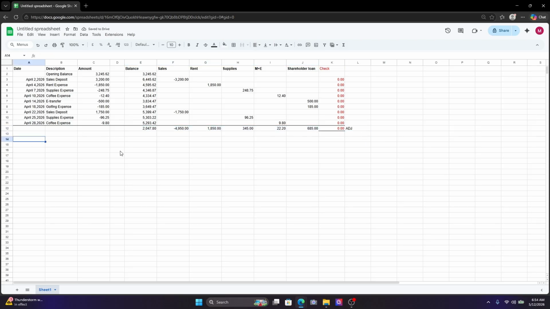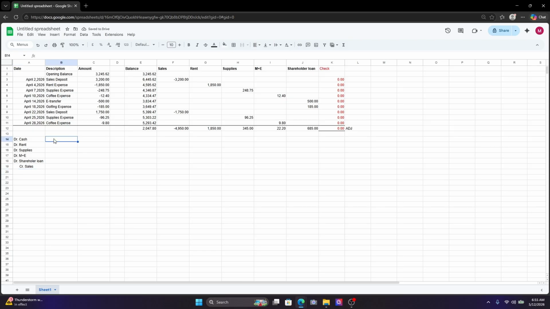How you actually do the adjusting journal entry, I'm going to go through it with you really quickly. So you're going to look at all the positive balances. If it's a positive balance, it will be in a debit amount. If it's a negative balance, it will be a credit amount. So you have debit cash, debit rent, debit supplies, debit meals and entertainment, debit shareholder loan. Okay, and our credit here is just that of the sales.